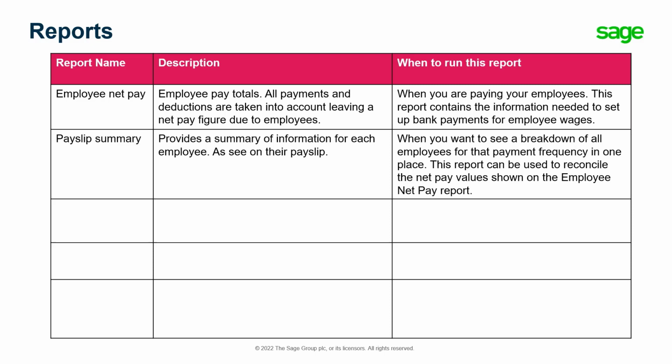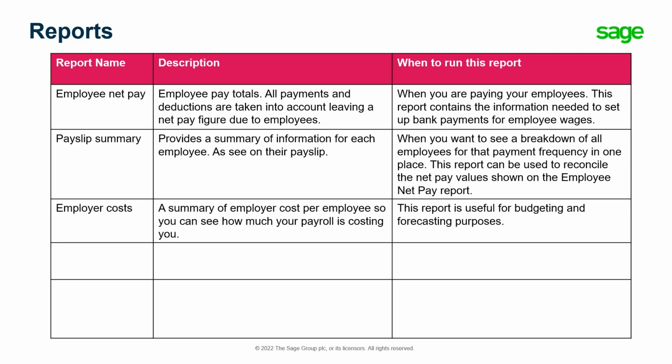The next report is a payslip summary report, and that provides a breakdown of the information on someone's payslip. So if you want to see a breakdown of all employees in one place for one particular pay period, including their net pay, you can use that report. The employer costs report is a summary of the cost to you as an employer. You can see how much the payroll is costing you, and it's a good report to use for things like budgeting and forecasting future pay runs.